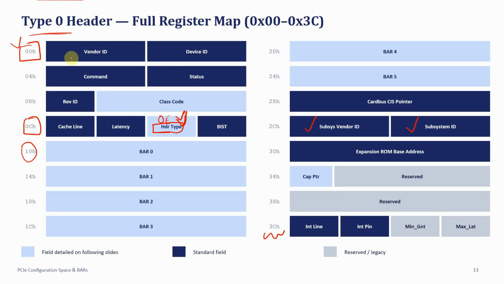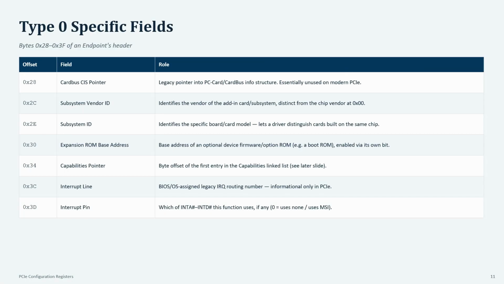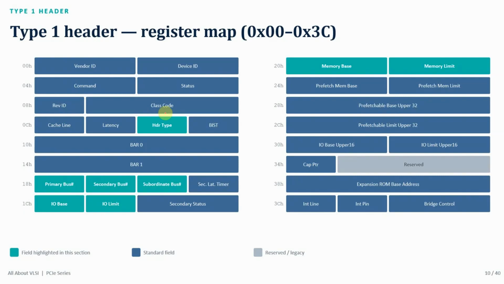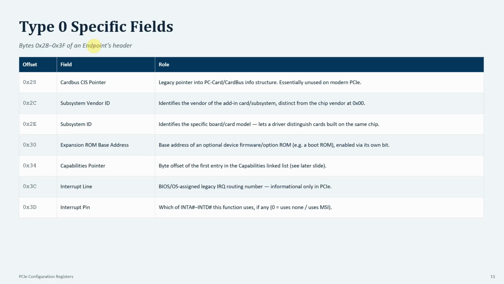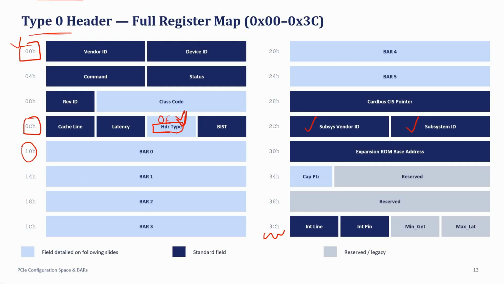So this is my type 0 header format. Let me show you the type 1 header format. Yes, this is my type 1 header. You can see up to here, through header type, everything will be the same, and after this you can see my register information has changed. So I have only two registers, BAR 0 and BAR 1, and from next onwards I'm going to have register fields like primary bus, secondary bus, subordinate bus, and latency, and IO base, IO limit, and memory base, memory limit. So these are the different kinds of fields I'm going to have in the case of my type 1 header, and in the case of my type 0 header, these are the different fields which we are going to have.